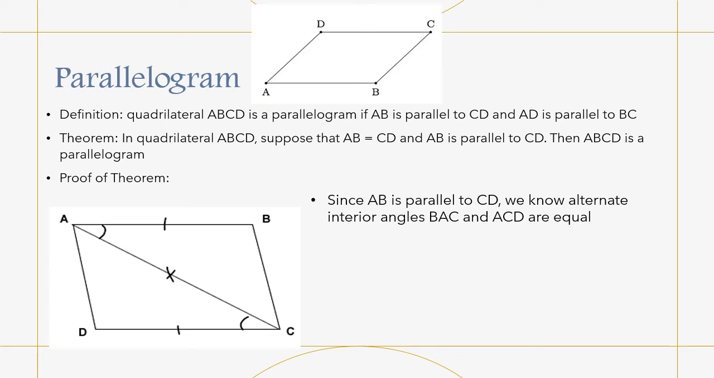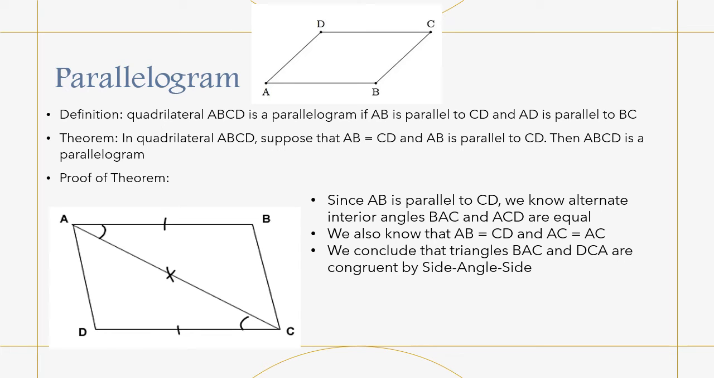As you can see in the figure, we are given that AB is parallel to CD, so we know that the alternate interior angles, BAC and ACD, are equal. We also know that AB equals CD, and we know that side AC is equal to itself. We can conclude that those two triangles that form the parallelogram are congruent by the side-angle-side criterion.